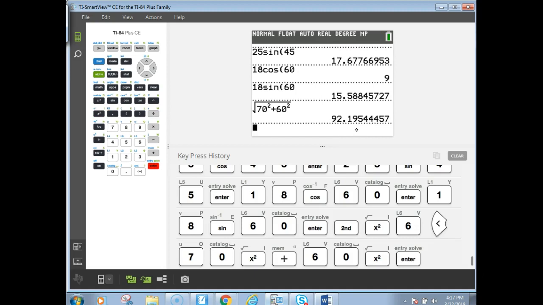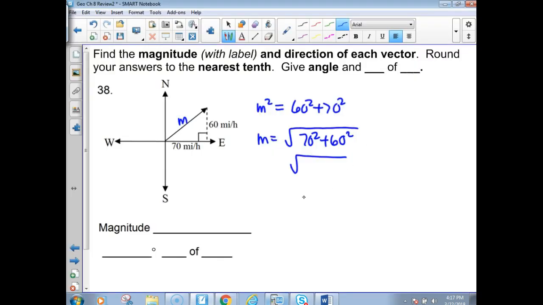And we will find that that's 92.2. So I got a magnitude of 92.2, so we would need to label that 92.2 miles per hour. Don't forget the label. It will count off on the test tomorrow if you do not label it.